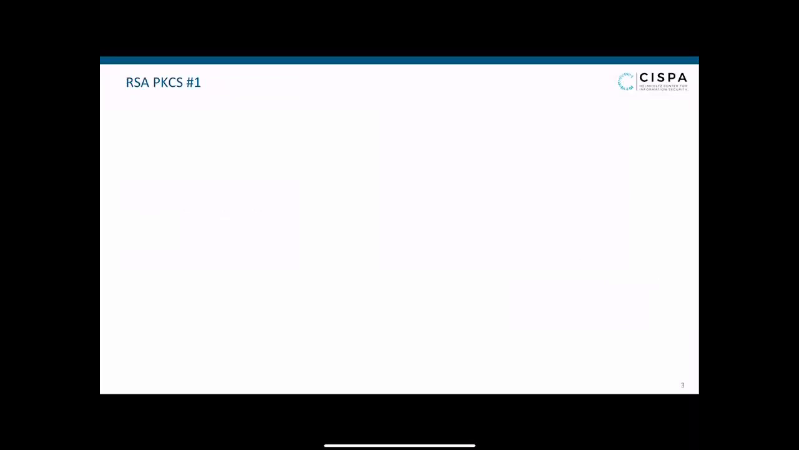So now that we've set up the scenario, let's look into a very concrete example. The so-called RSA PKCS #1, the RSA public key cryptography standard number 1. The S stands for standard, so this is the RSA public key crypto standard number 1, which looks as follows.